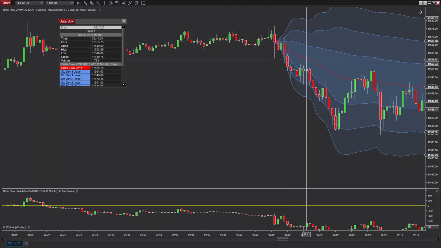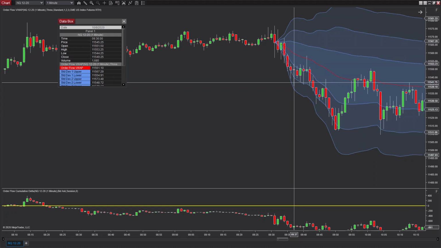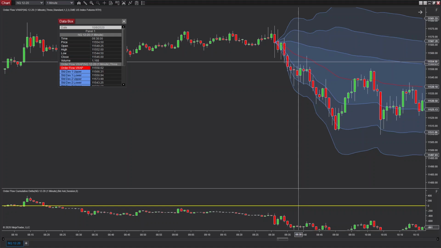Okay, so if you want to write that down as a setup: pullback to VWAP on the first test of VWAP. So it broke down, this would be considered the first test. Not retest, but the first test of the VWAP. That's my short entry, and my stop above that. How much you want to give it is up to you, but I would recommend at least on the NQ, at least 5 points, if not more. Some people like to use 10-point stops on NQ.